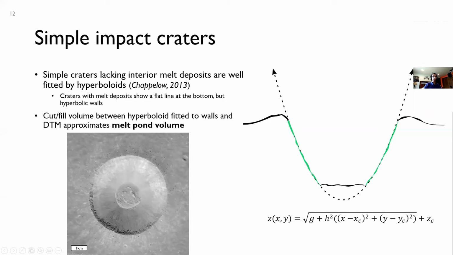And when craters do have melt deposits, their walls still conform to the hyperboloid, but they'll have a flat pond at the bottom. So on this basis, we believe that taking a cut fill volume between the DEM of the surface and a hyperboloid that's been fitted to the crater walls should give us a melt pond fill volume estimate that's physically reasonable, that's meaningful.